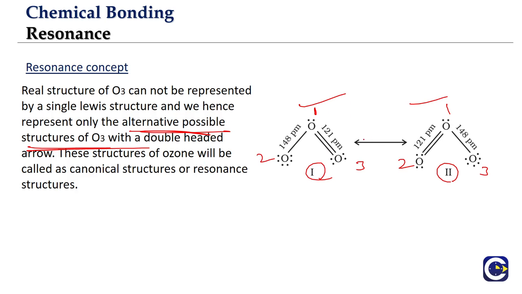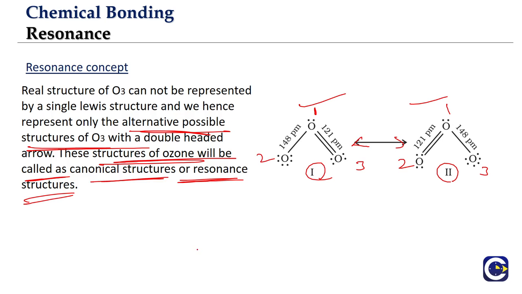And how do we indicate them? We indicate them with a double-headed arrow between one structure and the second structure. These structures that we are able to give for ozone, we call canonical structures, as we said before. We can also call them resonance structures.